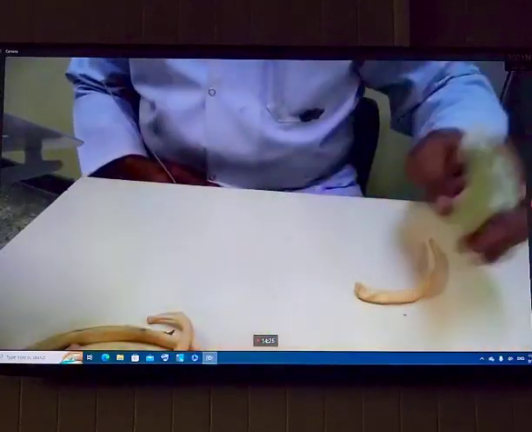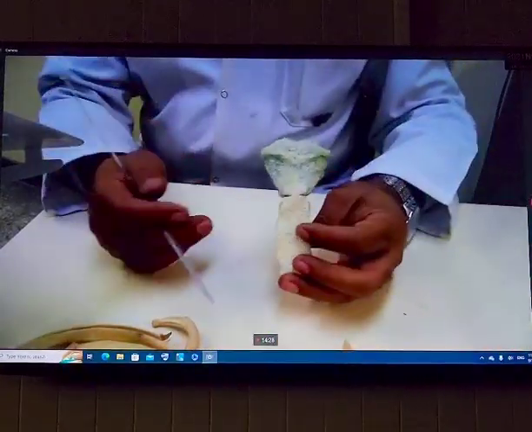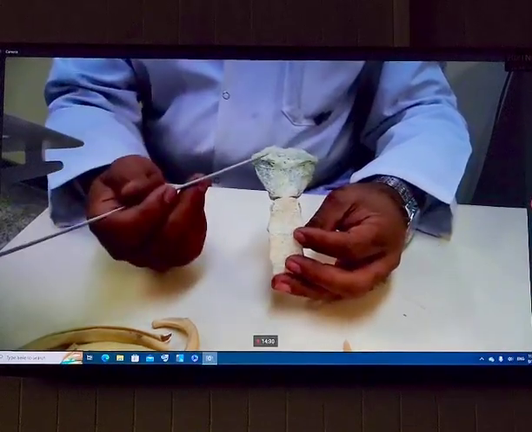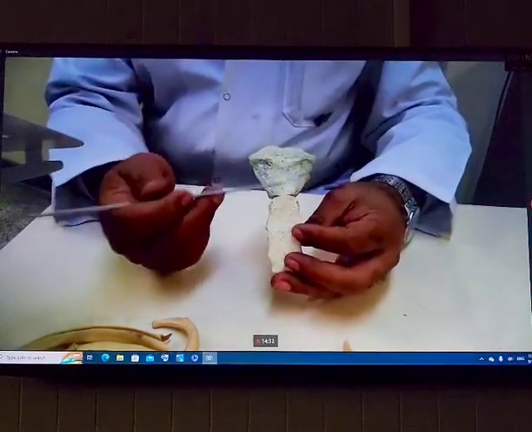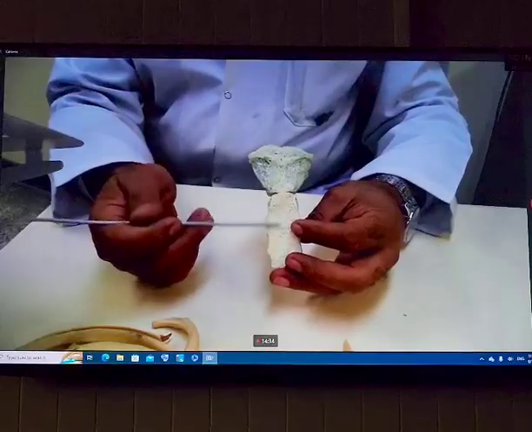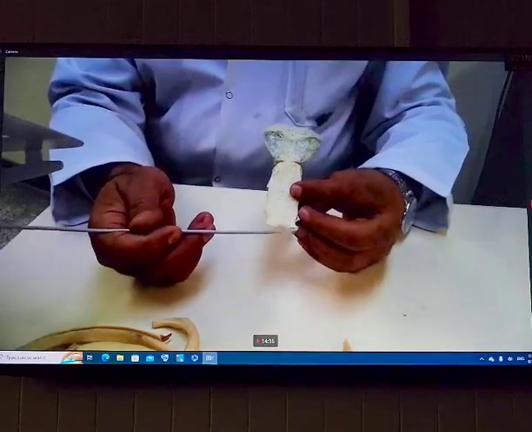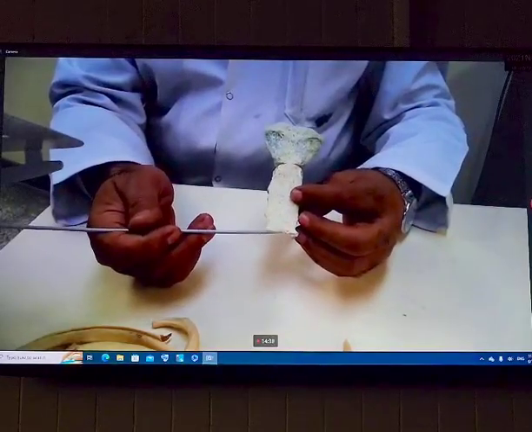Regarding the sternum, this is a sternum. It is made of a quadrangular manubrium. Below it is a body, and the xiphoid process is fractured here, is damaged.